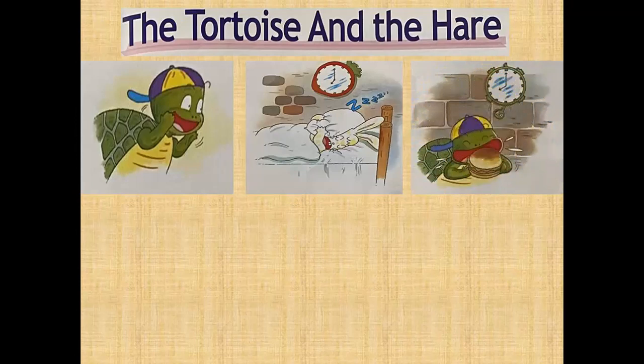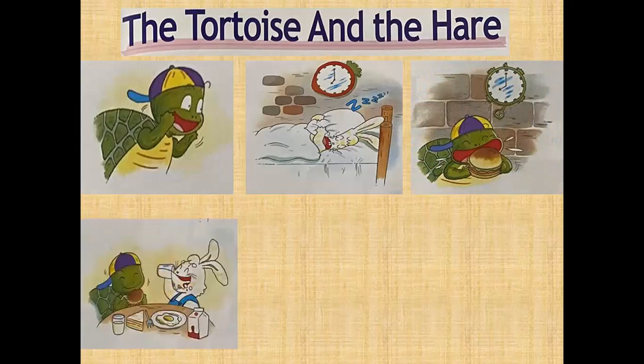3. Tortoise is eating a burger, and as you see, there is a clock behind him and it points to 8 o'clock. Tortoise and hare are having their breakfast together. There is a table in front of them, and I can see a milk, an egg, a sandwich, and a cup of milk or a glass of milk in front of them.